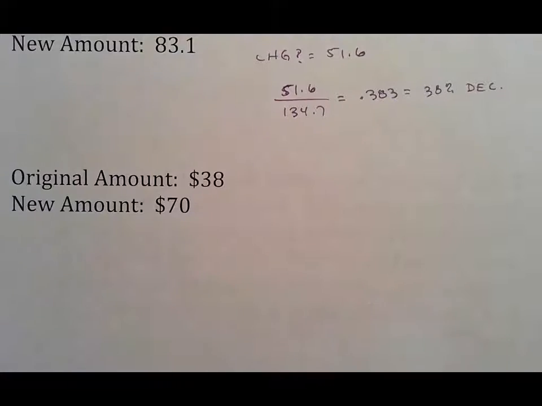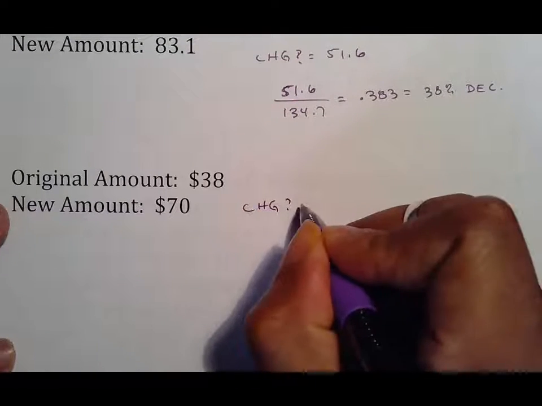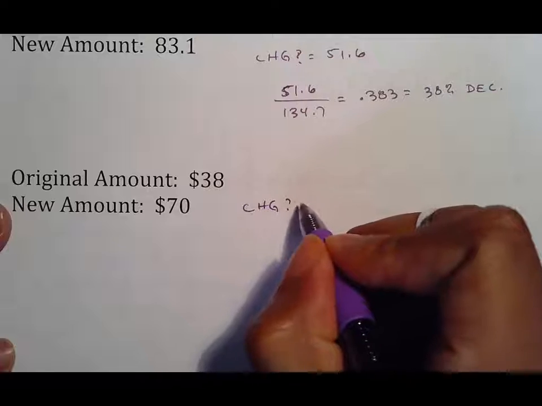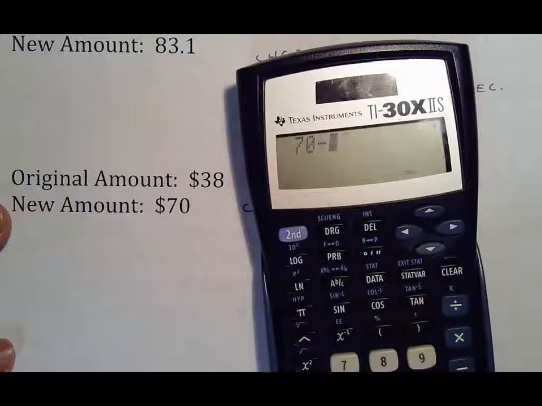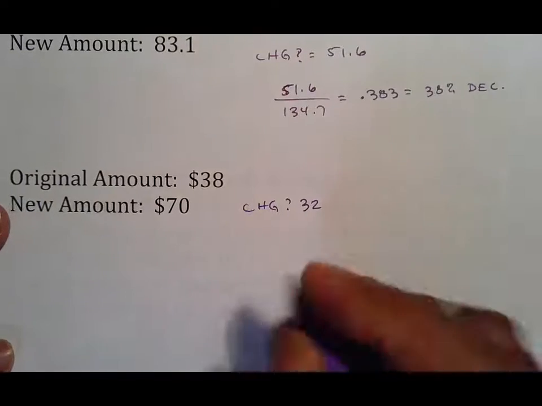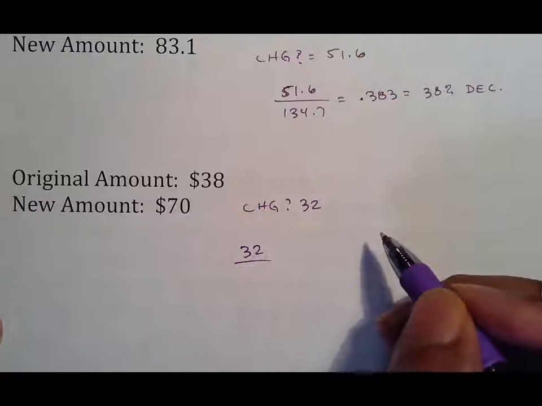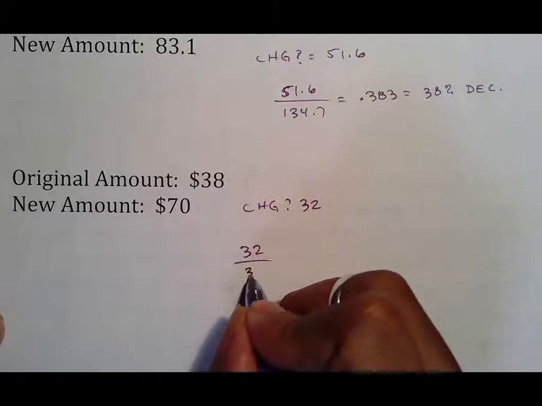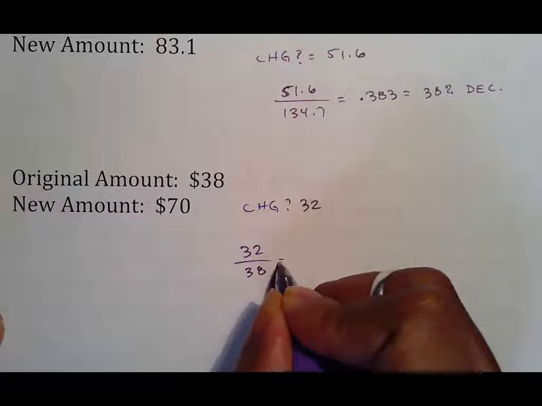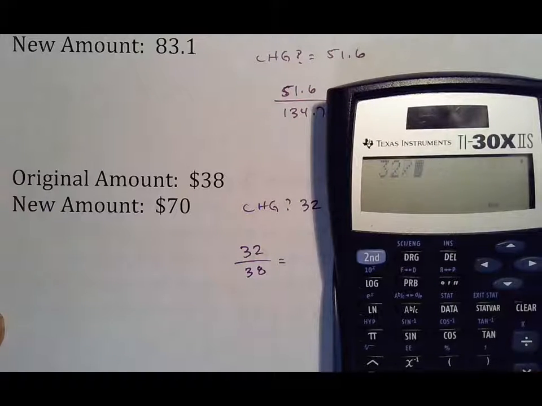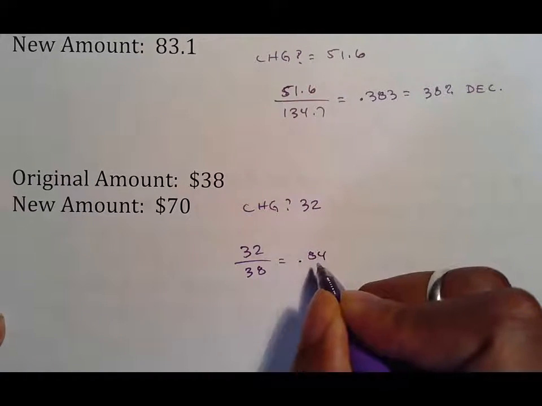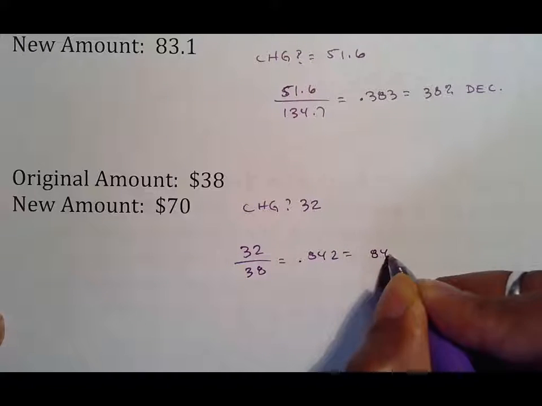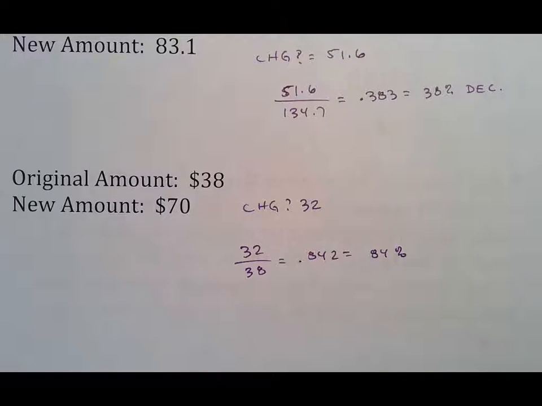Original amount 38, new amount 70. What is the change? The change amount should be, what, 32? Yeah, it is. I'll just make sure to verify. And then that means that's the amount of change on top of the fraction divided by the original, which again is that number. And then we do 32 divided by 38, which is 0.842, or 84%, because that 2 leaves it where it is.